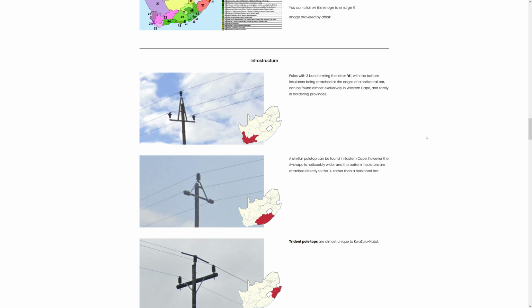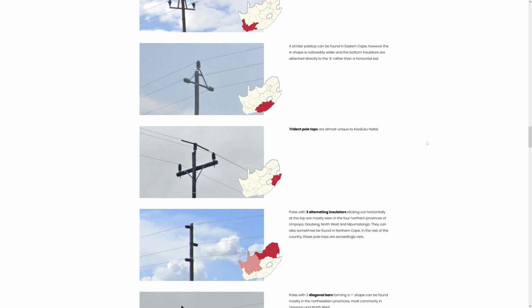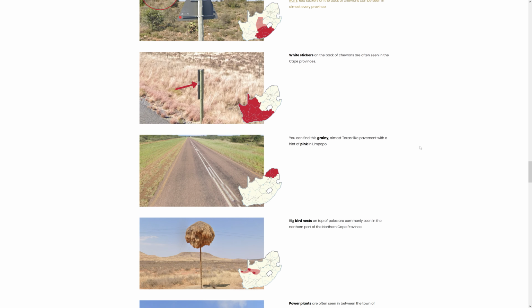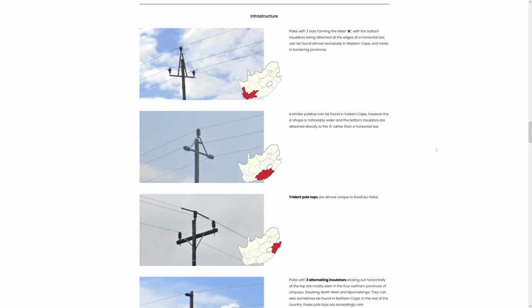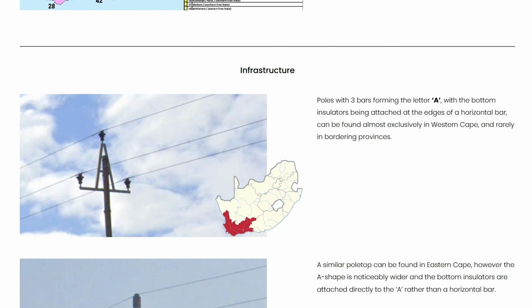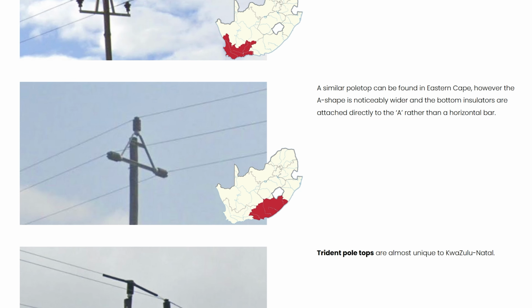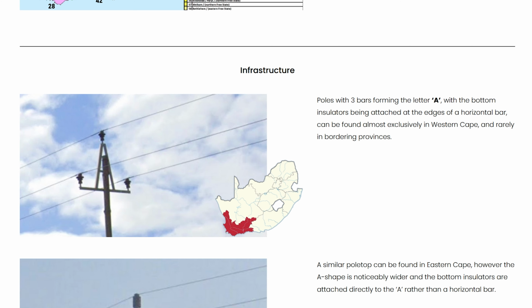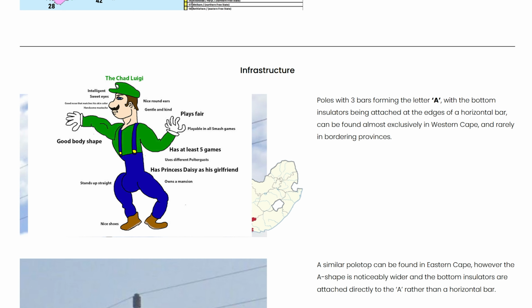Cool. We have the infrastructure, so we're going to get started with polls. Polls are apparently a very useful way to region guess South Africa. The first one being the thin A-shaped one, which is found on the Western Cape over here. You can find a similar fatter A-shaped pole on the Eastern Cape. So if the Western Cape is the Luigi, then the Eastern Cape is the Mario. I guess. I don't know if that analogy works.